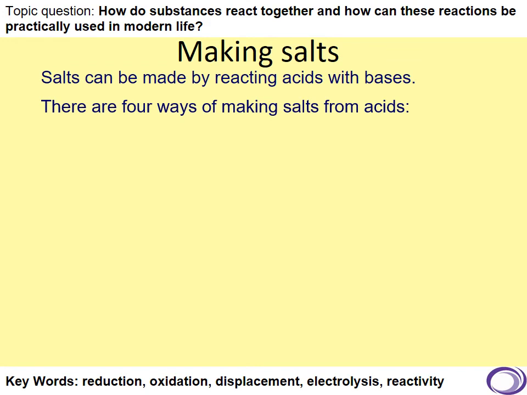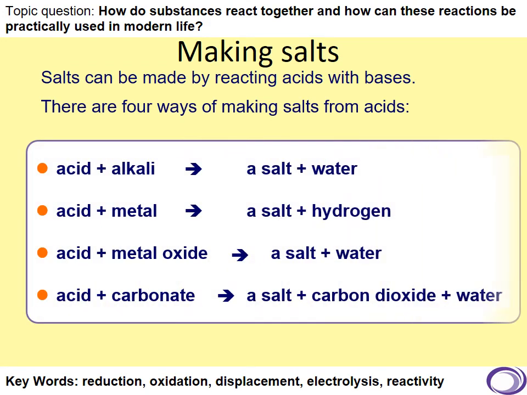There are 4 ways of making salts from acids. We can have an acid plus an alkali gives a salt plus water. An acid plus a metal will give a salt plus hydrogen. An acid plus metal oxide gives a salt plus water. And an acid plus a carbonate gives a salt plus carbon dioxide plus water. So you can see in all of these a salt is produced.